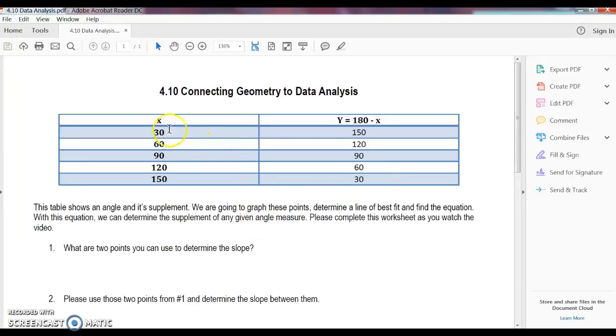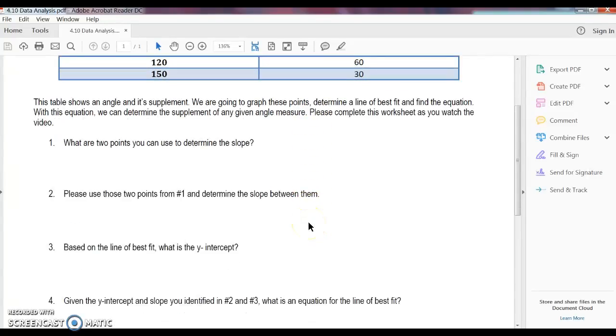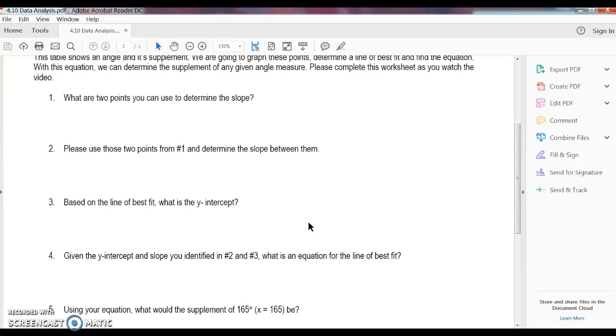So what we have here is basically a table of x values and their corresponding supplementary angle measures. If you have 30 degrees, if you take 180 minus 30 degrees, then you get 150 degrees. So we just have a sampling here of some angles and their supplements. And we do have some questions that we'd want to go through as we go.